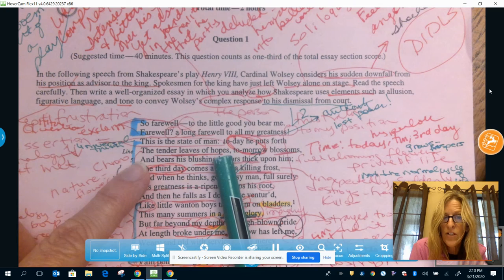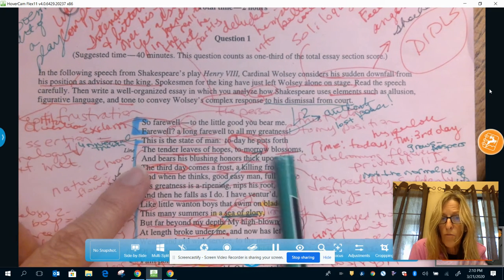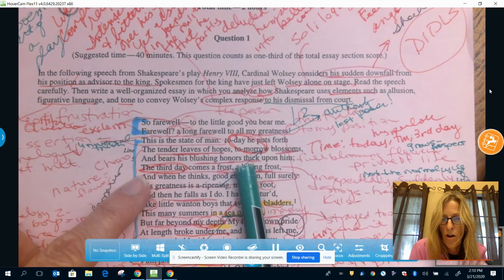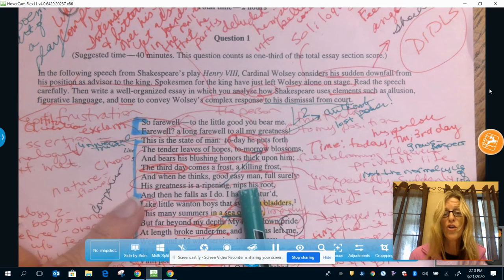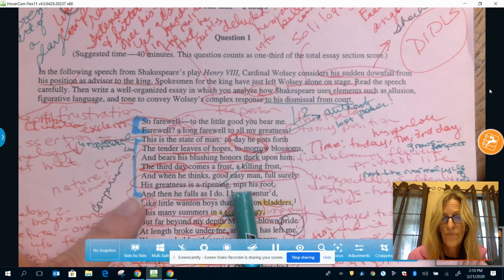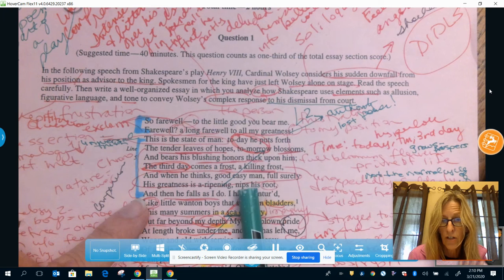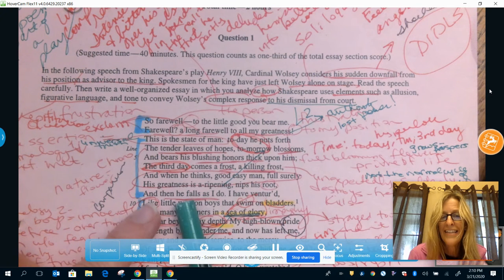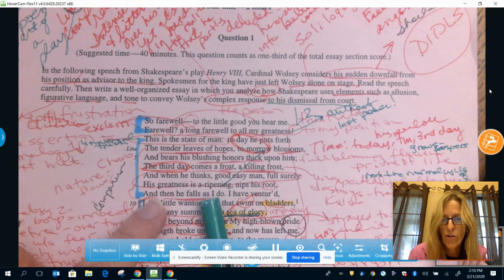Today, he puts forth the tender leaves of hope. Tomorrow blossoms and bears his blushing honors thick upon him. The third day comes a frost, a killing frost. And when he thinks, good easy man, full surely his greatness is a ripening, nips his root. What? The killing frost. Nips his root, and then he falls as I do.